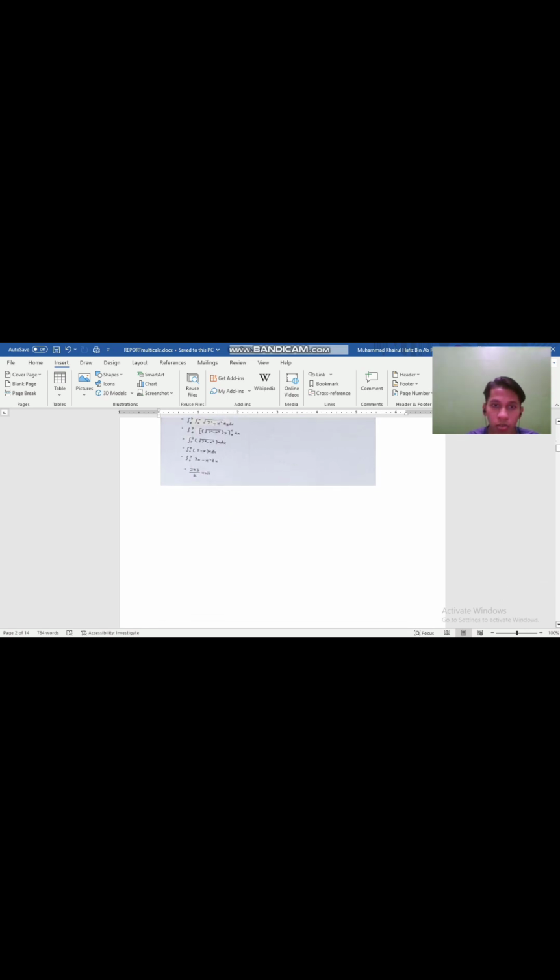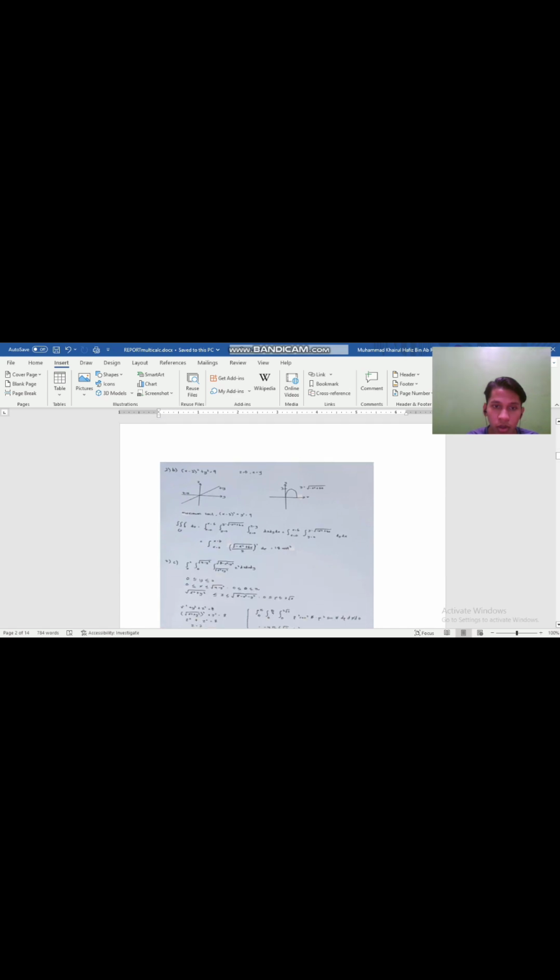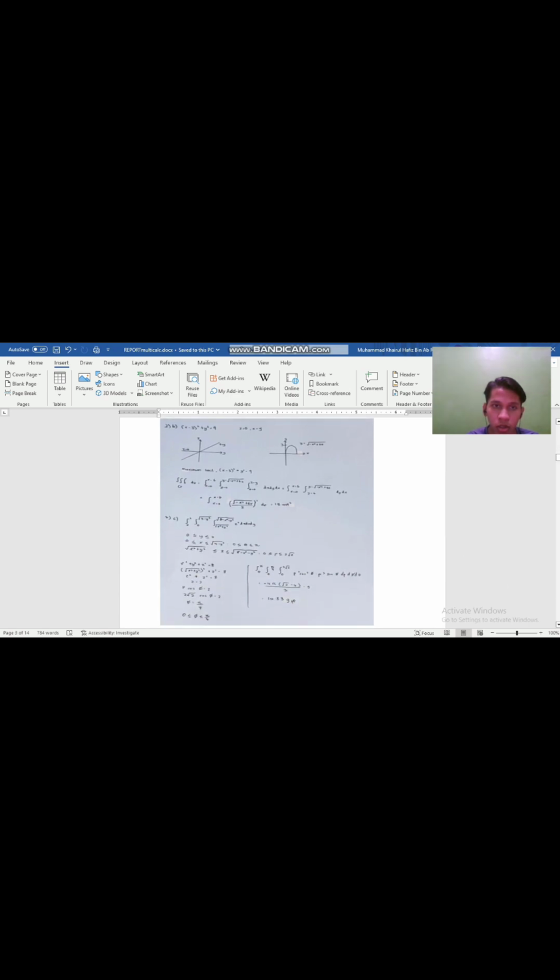Okay, for the next question, question 2B, the question is (x minus 3) squared plus y squared equal to 9, where the planes are z equal to 0 and x equal to y. This is for the situation where z equal to 0 and z is equal to y.